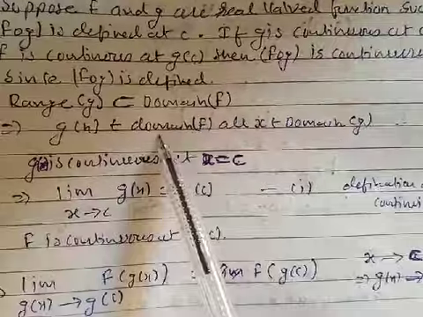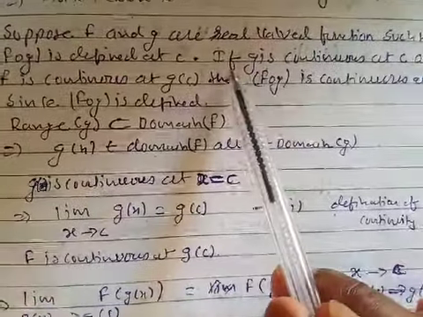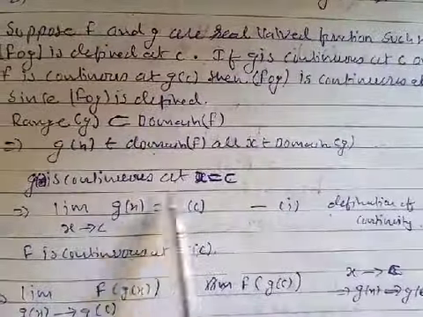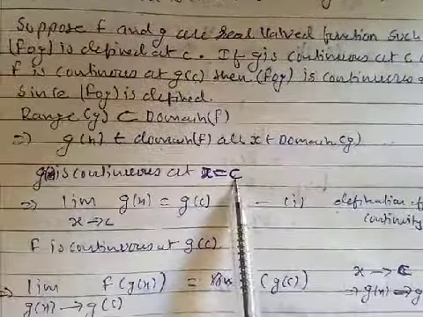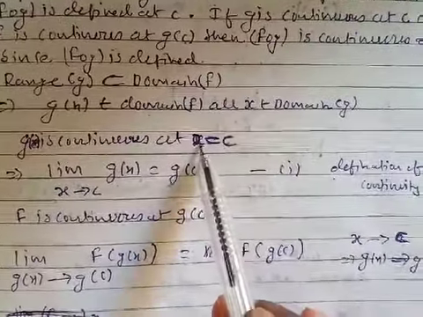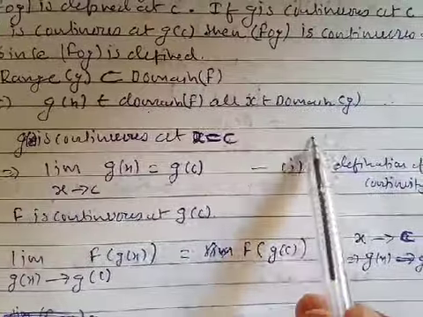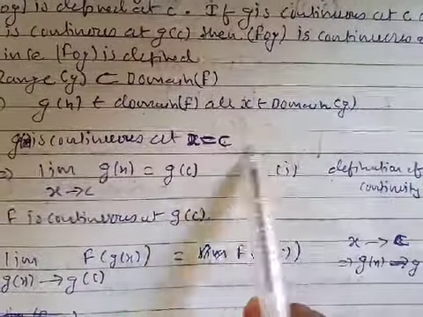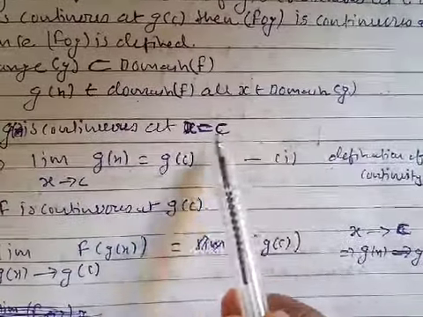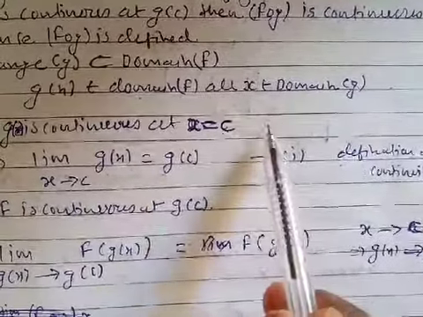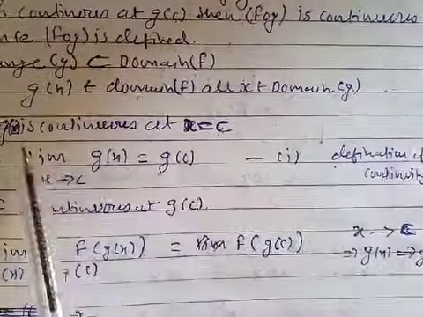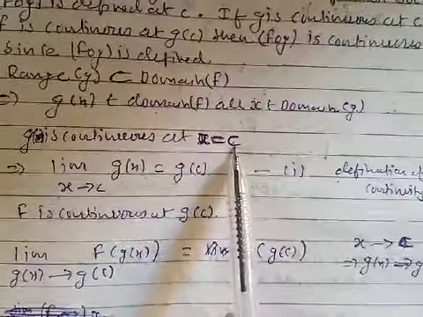Is it? First. Second, what is given: g is continuous at x equal to c. What is the definition of continuous? The limit as x tends to c of f of x is equal to f of c. That is the first definition of continuous. But here g is there, so what will you say? The limit as x tends to c of g of x is equal to g of c. This is the definition of a continuous function.